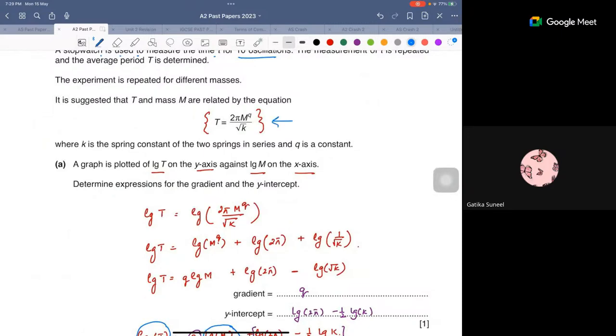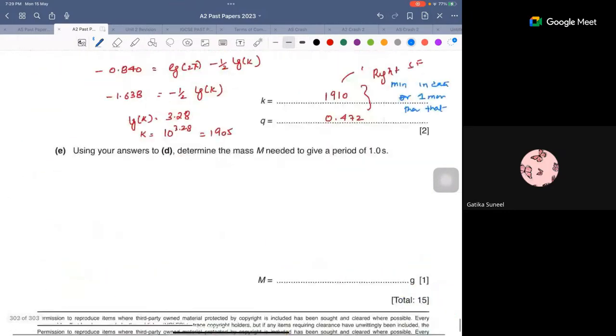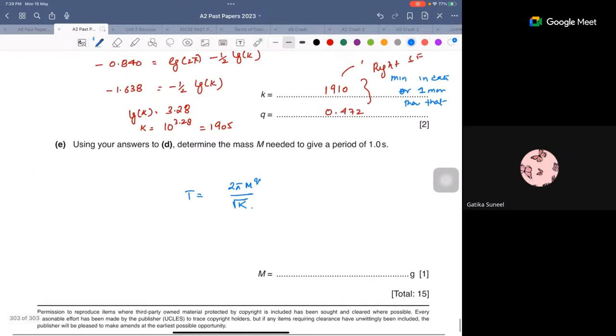This equation, T equals 2 pi times the square root of m over k. Okay, we're going to go here. T equals 2 pi root of m over k. So we have the value of k, we have the value of q, and we have 1 second. So this is 1, 2 pi. Mass we need to find, q is 0.472 divided by under root of 1910.